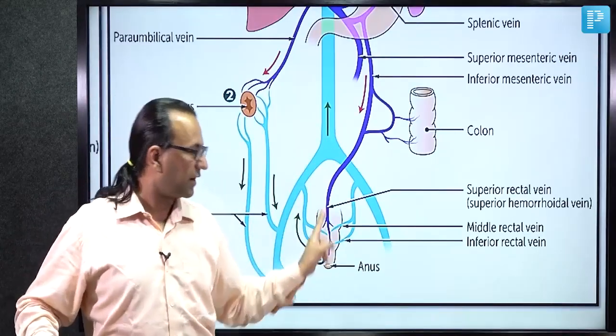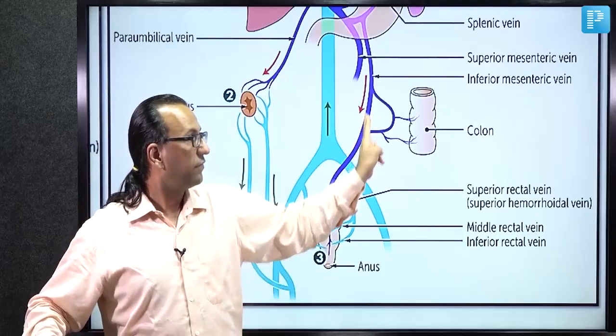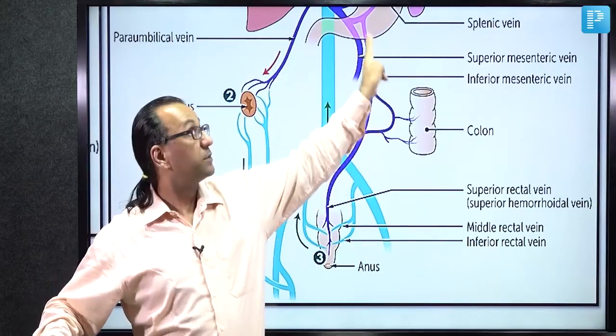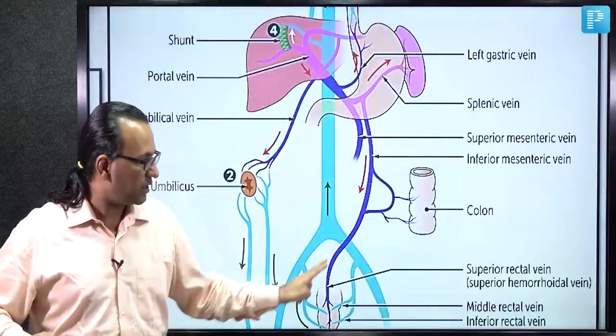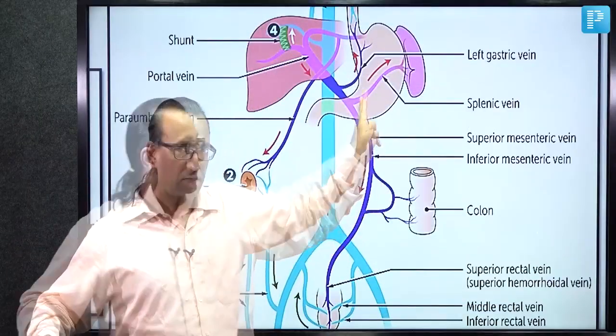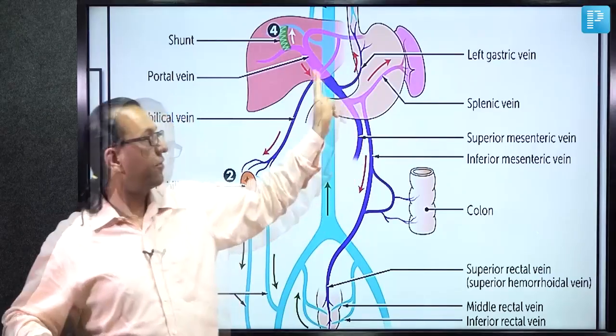But when it comes to the superior rectal vein, which is portal venous circulation, it will drain into the inferior mesenteric vein, which will then be draining into the splenic vein. And as the superior rectal vein drains into the inferior mesenteric vein, draining into the splenic vein, it will be joined by the superior mesenteric vein, together forming the portal vein and draining into the liver.